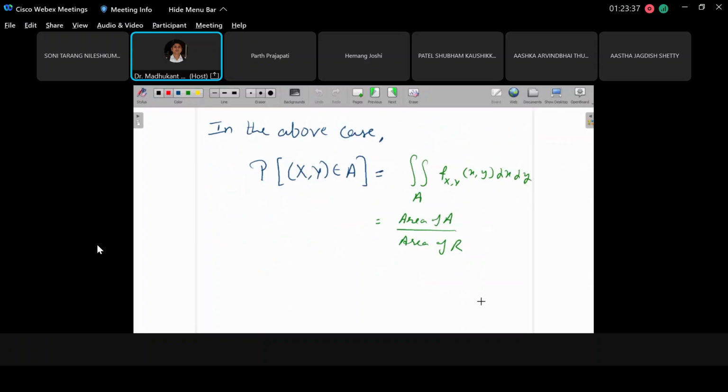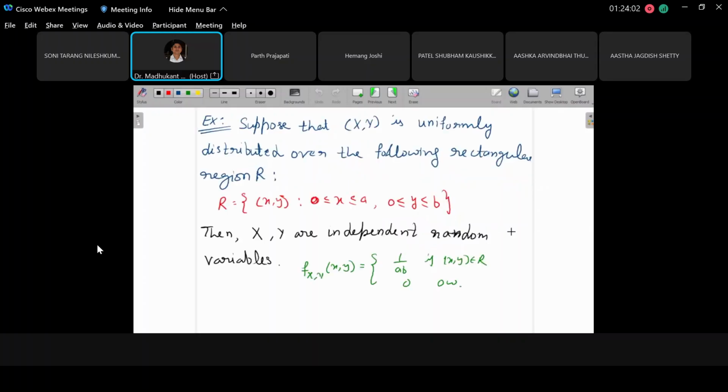And in the above case, A is any part of the region R, and this is going to be area of A divided by area of R, because f of x, y, this PDF, if you put it down here, is nothing but 1 upon area of R, which is constant. And the double integral over A of dx dy denotes the area of the region. So this is also fine.